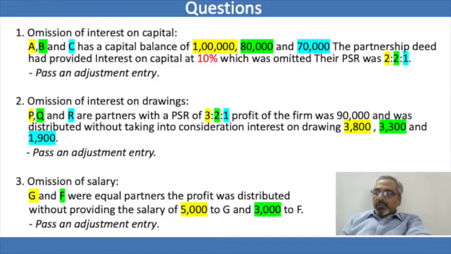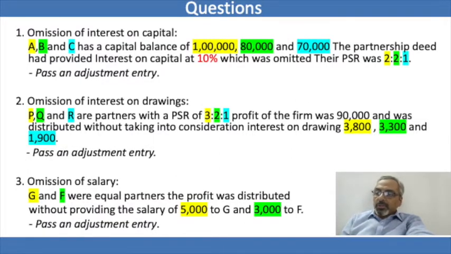In the first case, there are three partners A, B and C, and they have capital balances of 1,80,000 and 70,000. The partnership deed has provided interest on capital at 10%, which was omitted. Their profit sharing ratio is 2:2:1, and we are asked to pass an adjustment entry. This was the first case.